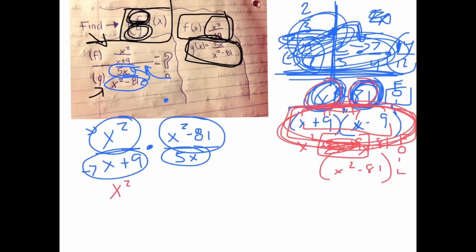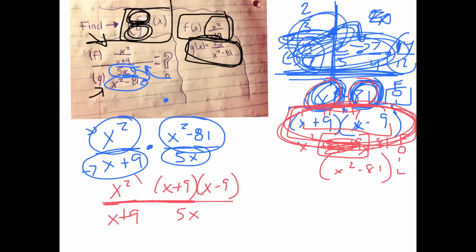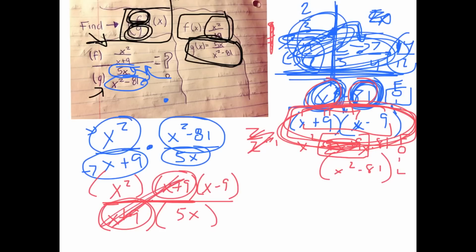So let's rewrite it. X squared over x plus 9 times x plus 9 times x minus 9 over 5x. Now, why do we want to do that? Because we're just multiplying all these together, we can start canceling stuff out, because 2 over 2 is 1, or 3 over 3 is 1, so we get rid of it. X plus 9 over x plus 9 gets rid of it. So now we've just got x squared, and then x minus 9, and then 5x.